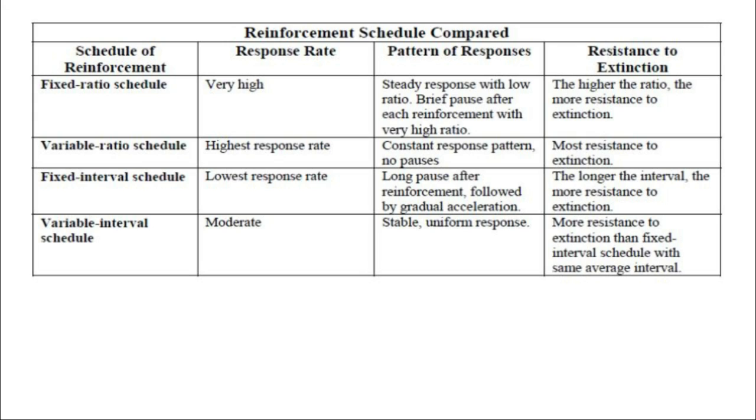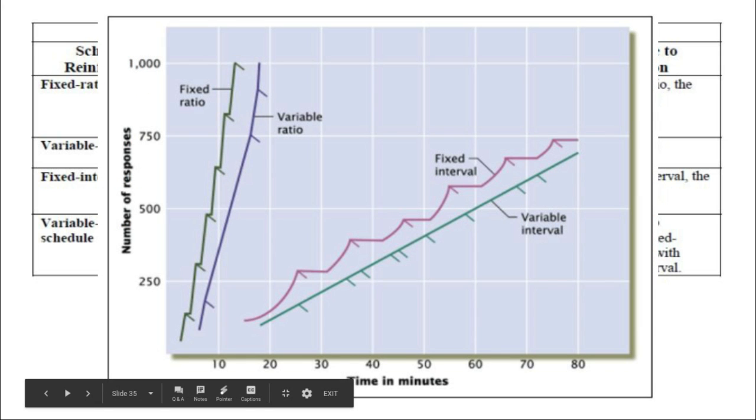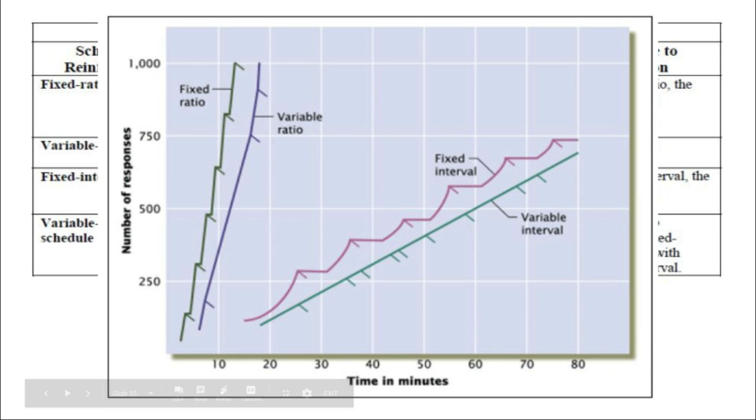And then the variable interval, this is a moderate response rate. It's stable, uniform response, more resistant to extinction than the fixed interval, and with the same average intervals. So, if you were breaking this down into a graphic as far as time and the number of responses, you have your fixed and variable ratio. You have to do those very quickly. The number of responses are pretty good. If you break it down into the intervals, it might take a little bit more responses, but the time factor, you can play on that just a little bit longer.